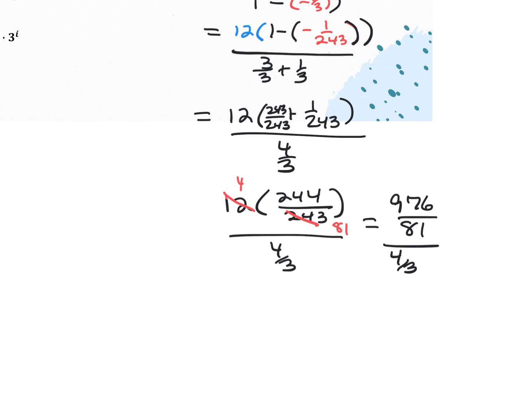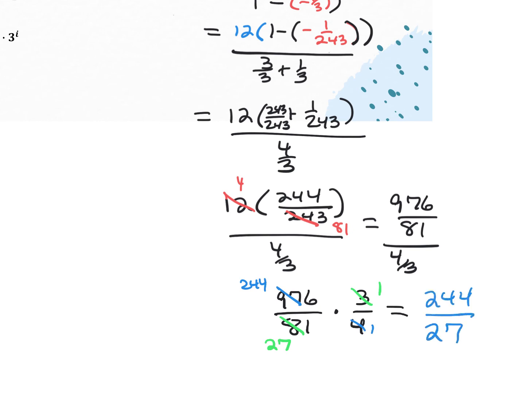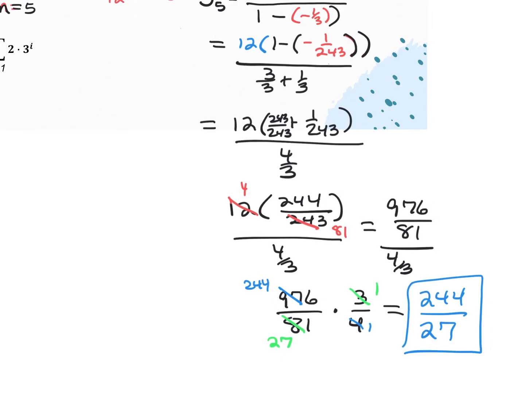I'm going to do a keep flip change. 976 over 81 times 3 over 4. I can simplify diagonally. 3 goes into 81 27 times. 4 will go into 976 244 times. Simplified fraction, 244 over 27. And that is the sum of that finite series or sequence. Now we're going to see the summation notation, or the sigma.